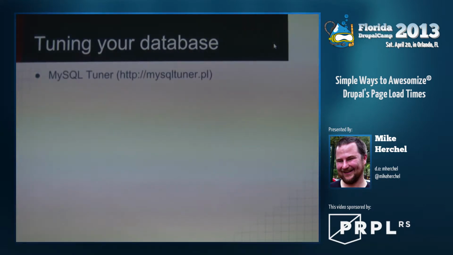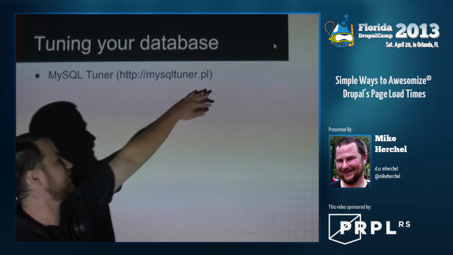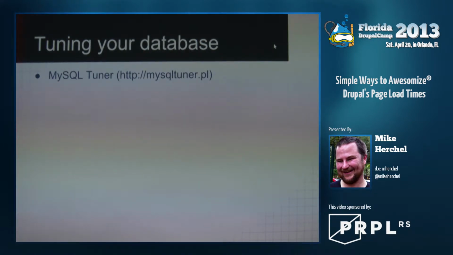So database. Database is kind of where everything starts. So there's this cool script right here, MySQLtuner.pl. If you go to that, it's actually going to pull up a Perl script. You can wget that Perl script directly from your command line. You can run it, and it's not going to screw stuff up for you. But what it will do is analyze your database, analyze your my.cnf, and give you a whole bunch of really good recommendations on where to start.